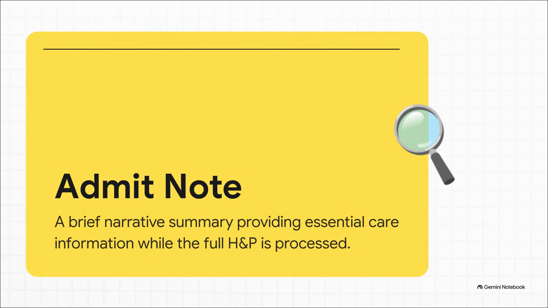Now you know as well as I do that a dictated H&P can take hours to actually populate in the electronic medical record. So what do we do in the meantime? That's exactly where the admit note comes in. While you're waiting for the whole comprehensive H&P to process, this brief narrative summary acts as a crucial, immediate stopgap. It lives permanently in the record, broadcasting the immediate treatment plan and presumptive diagnosis to the rest of the care team. That way, they can start treating the patient right then and there without waiting around for a full dictation to clear.